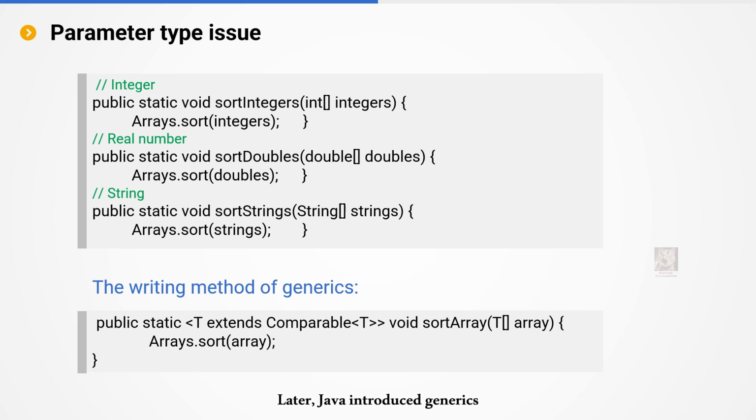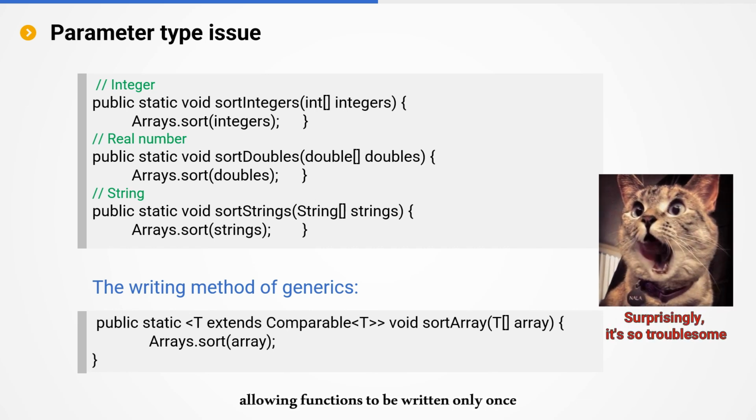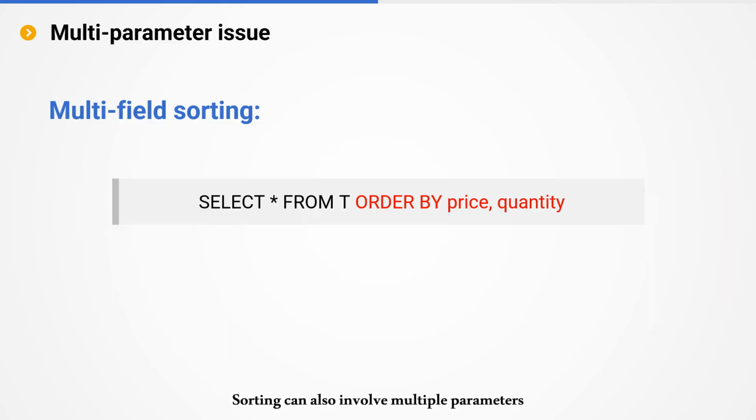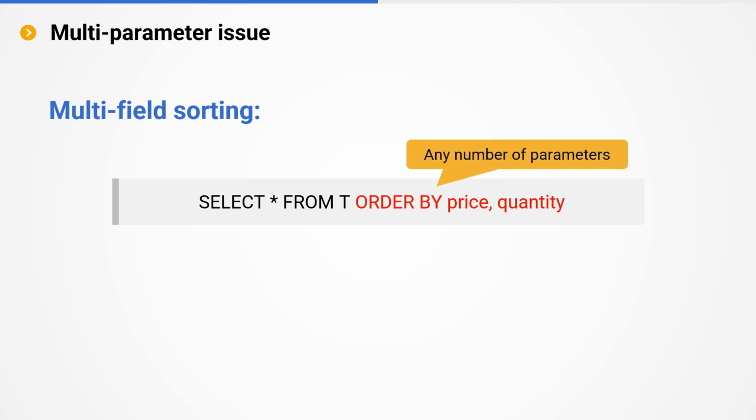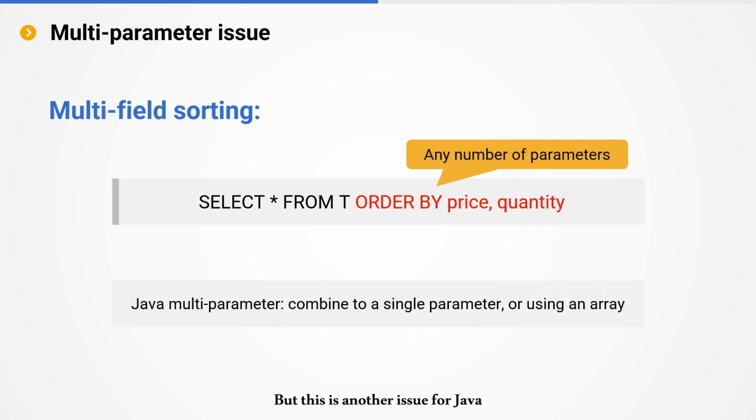Later, Java introduced generics, allowing functions to be written only once, but it can still look messy. Sorting can also involve multiple parameters. For example, in SQL, you can write order by price, quantity. You simply list the sorting parameters, and it works without any issues. But this is another issue for Java.